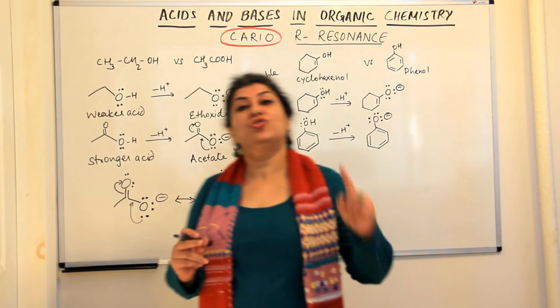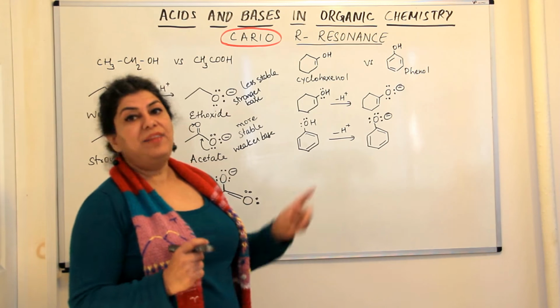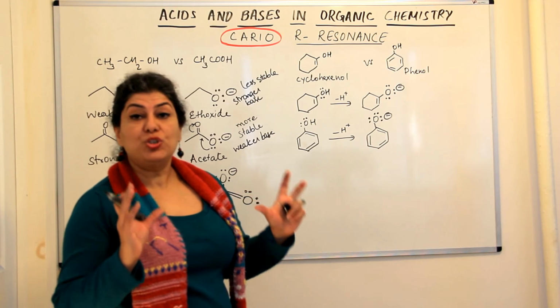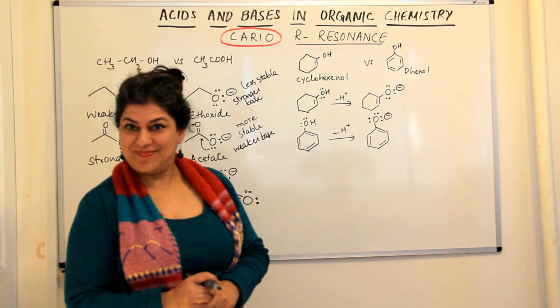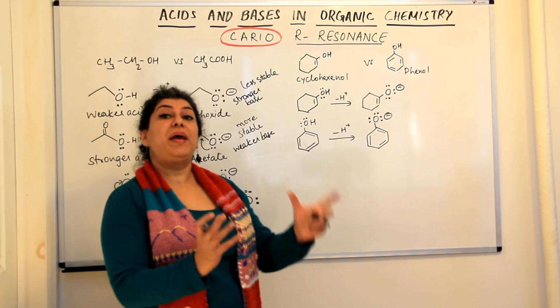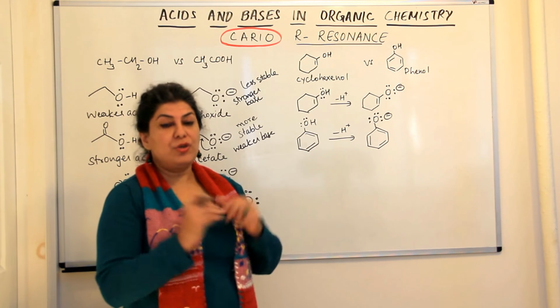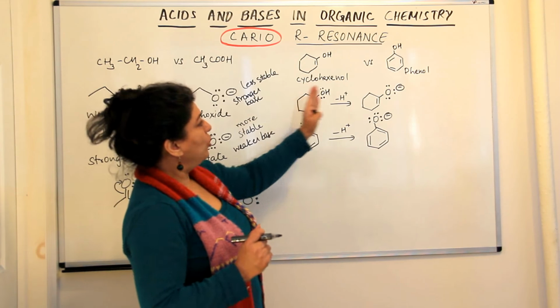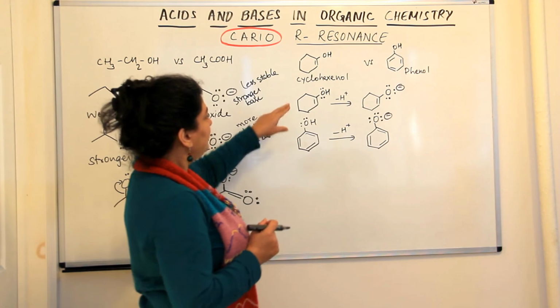Let us now move on to the next example. We have cyclohexanol and we have phenol. Now I have chosen an example where both the compounds show resonance, right? Both of them show resonance. So now how are you going to compare which one is more stable and which one is less stable? In order to understand that, let us first form the conjugate bases and then look at their resonance structures.